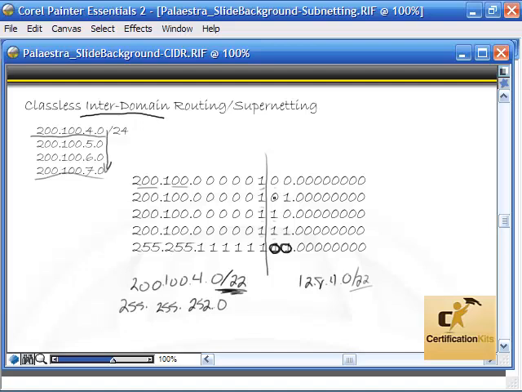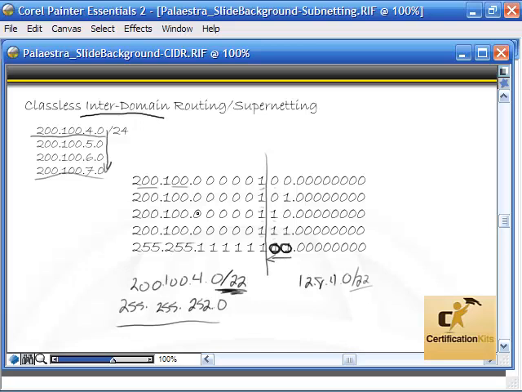So again, all I have to do is line them up, dial the subnet mask back instead of moving it forward like we do in subnetting until they all look the same, and make sure I have all the combinations of 0s and 1s possible, and that's supernetting, also known as CIDR. 200.100.4.0, and then this new subnet mask of 255.255.252.0.